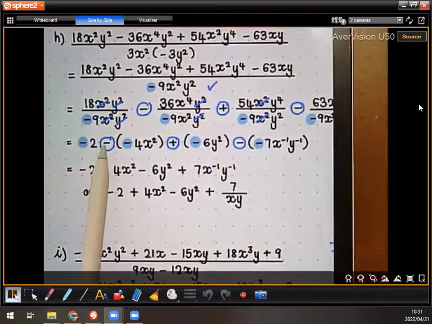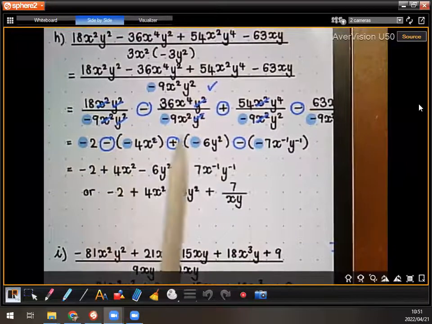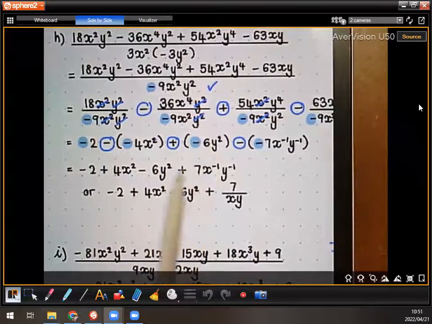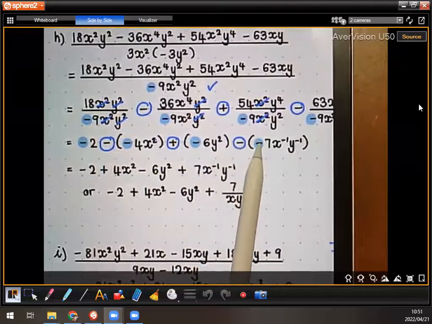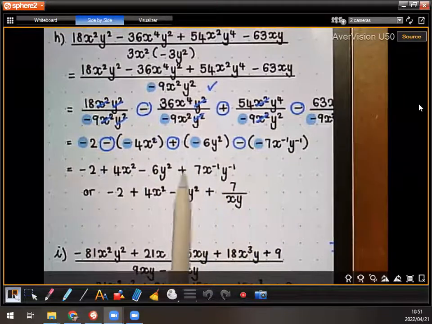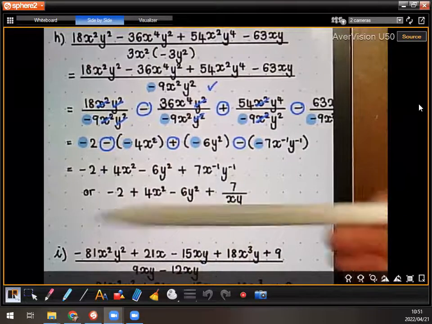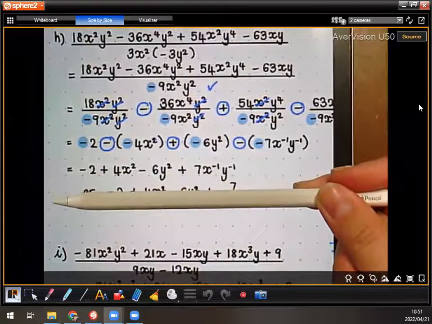Okay, you have to actually say negative times negative is positive 4x squared. Then you have a positive times a negative, which is a negative 6y squared. And for your last term, you have a negative times a negative, which is again a positive 7x to the negative 1y. Don't worry about that. We won't have that. Don't stress.